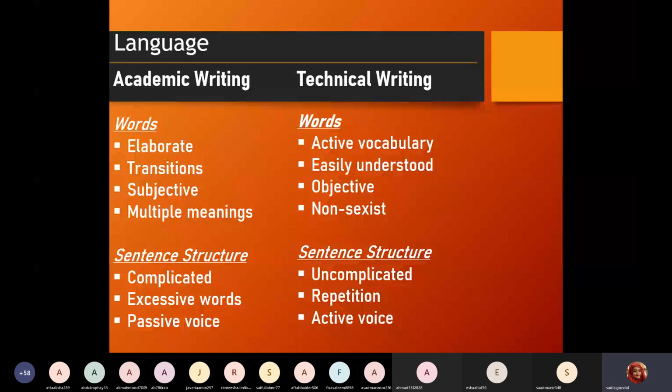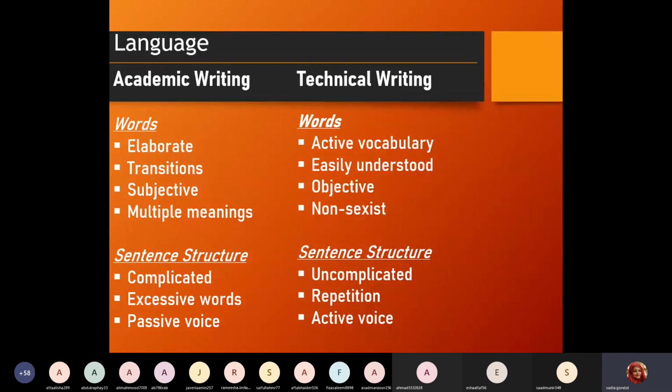And when you talk about sentence structure, in academic writing you can go for complicated sentences, long sentences with usage of but, hence, therefore, just to make your sentences long and long and keep on going. You can use a lot of excessive words in academic writing, and you use passive voice mostly. I went to the lab, that's active voice. The lab was visited by me.